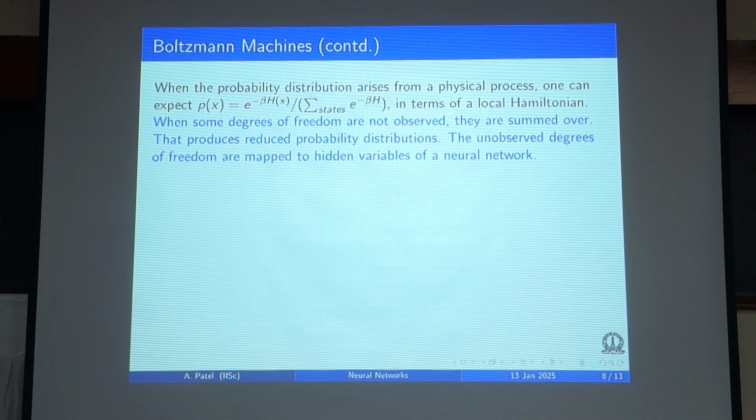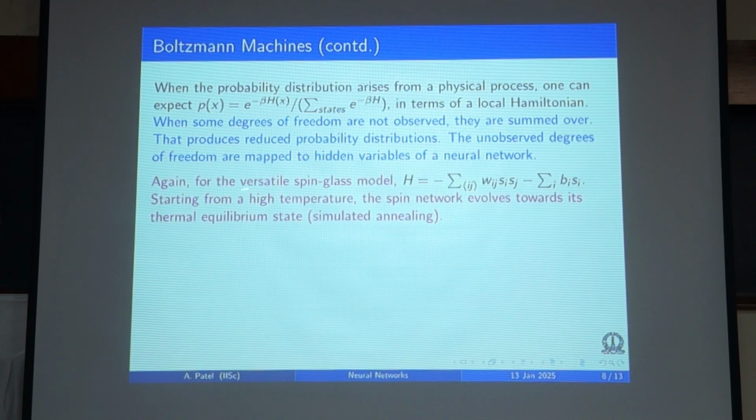That is not a problem. Now it is also possible many times that even though the variables x may be a large set in number, in principle we will observe only a subset of them, and the statistical framework tells you that whatever is not observed is just summed over, is part of the sum over states, and that produces what is called a reduced probability distribution. And in terms of the neural network models, the unobserved degrees of freedom become what are called the hidden variables. Quite straightforward, there is nothing mysterious about that.